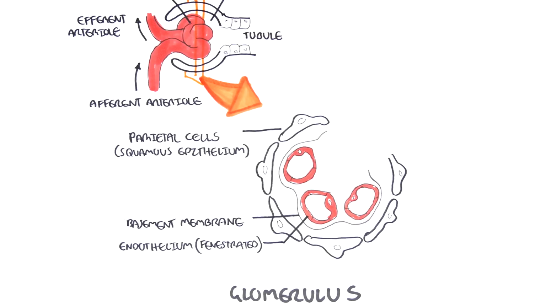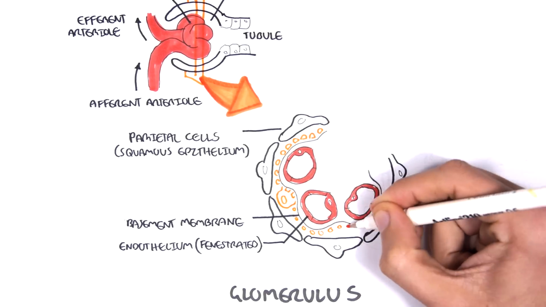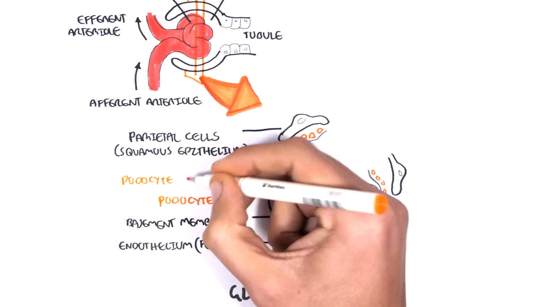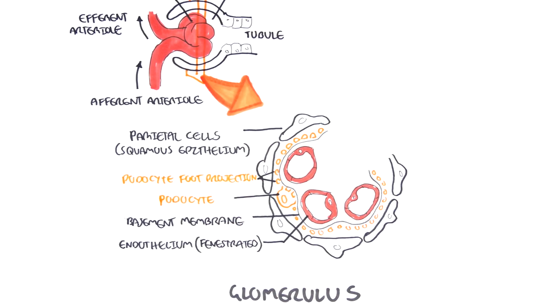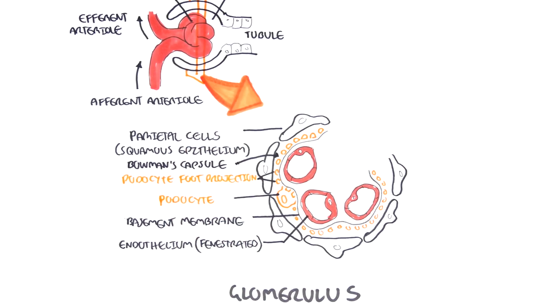Then, surrounding the basement membrane are cells called podocytes, with their foot projections. The podocytes are important because, in a way, they help with the filtering process. They help by maintaining the integrity and structure of the glomerulus. Then, of course, around the podocytes, you have the Bowman's capsule, which houses the glomerulus.